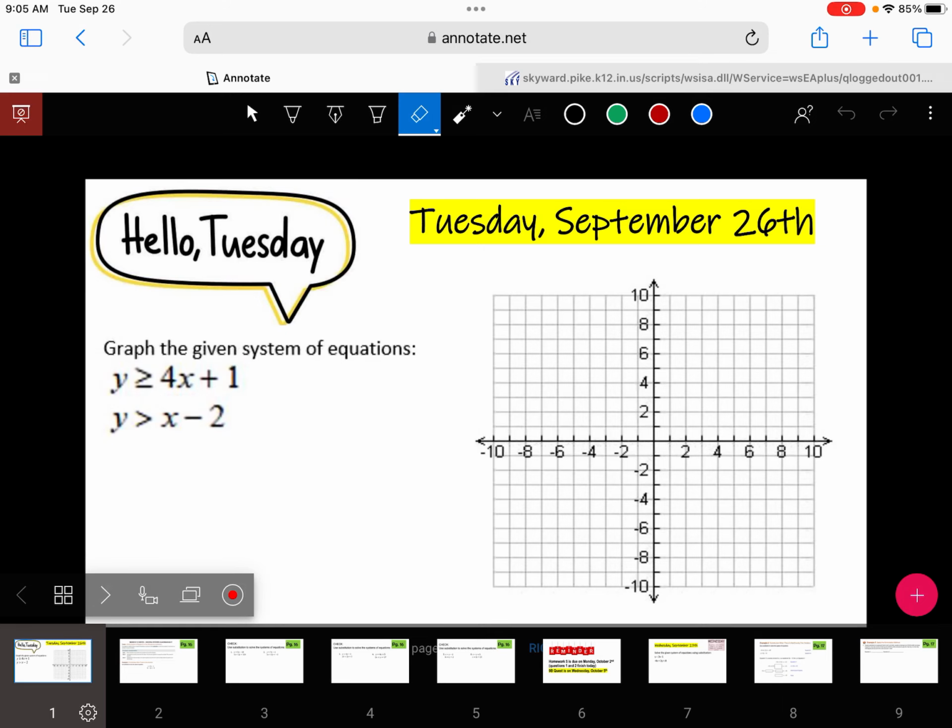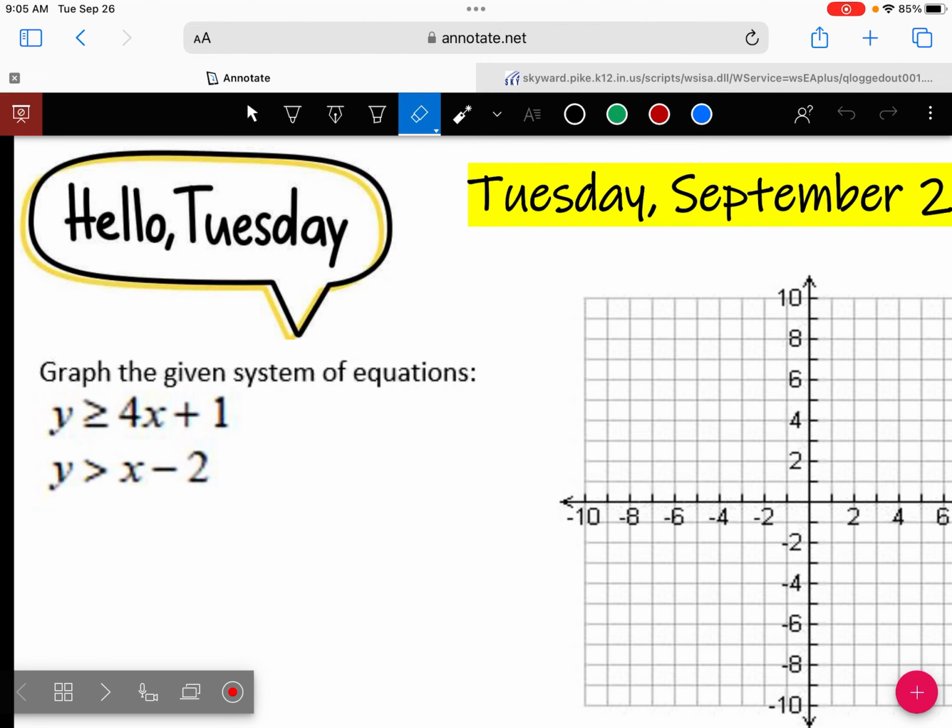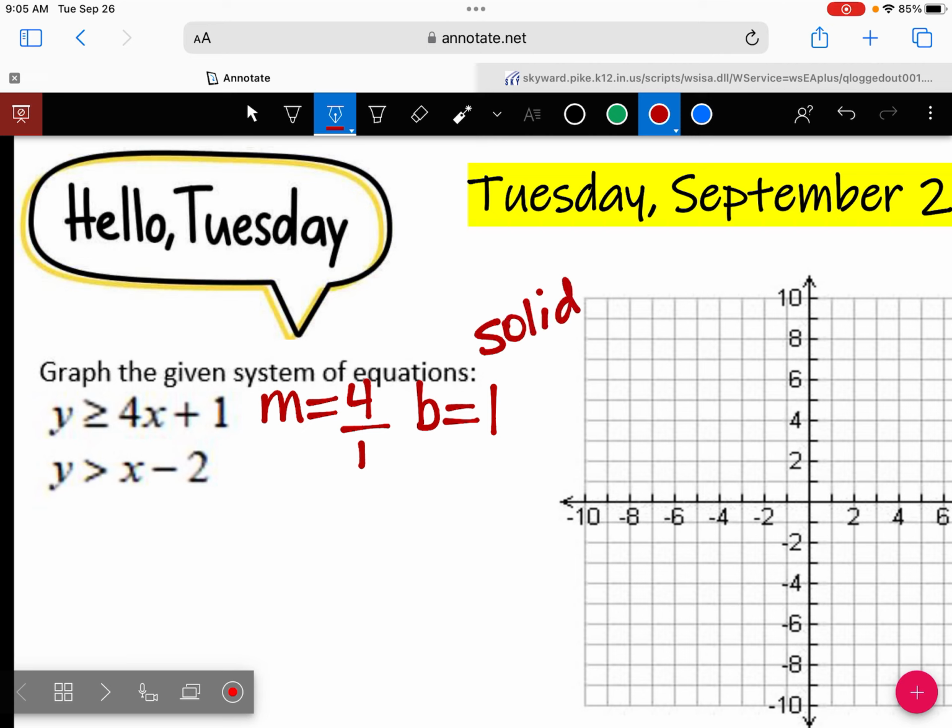So for our first equation, we have a slope of 4/1. My y-intercept is 1. Is that line going to be solid or dashed? Solid. And am I going to shade above or below? It says greater than, above. So let's go ahead and do that. Take a minute and graph that.